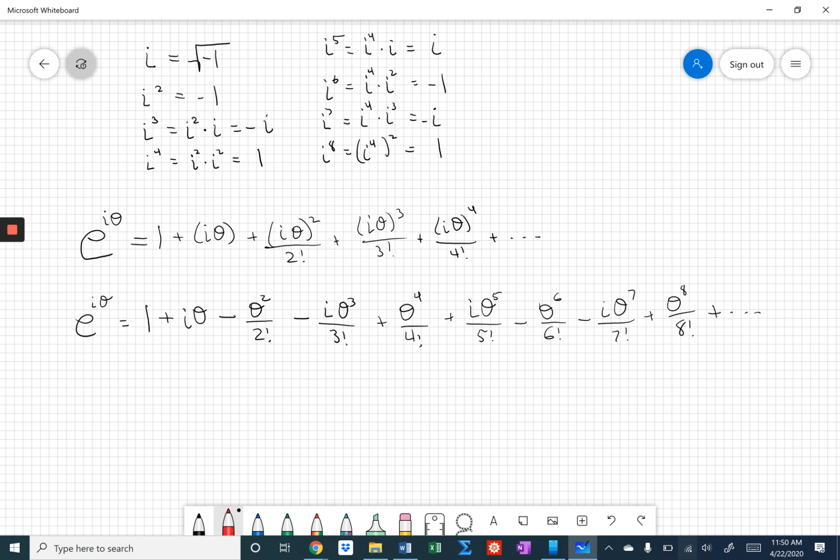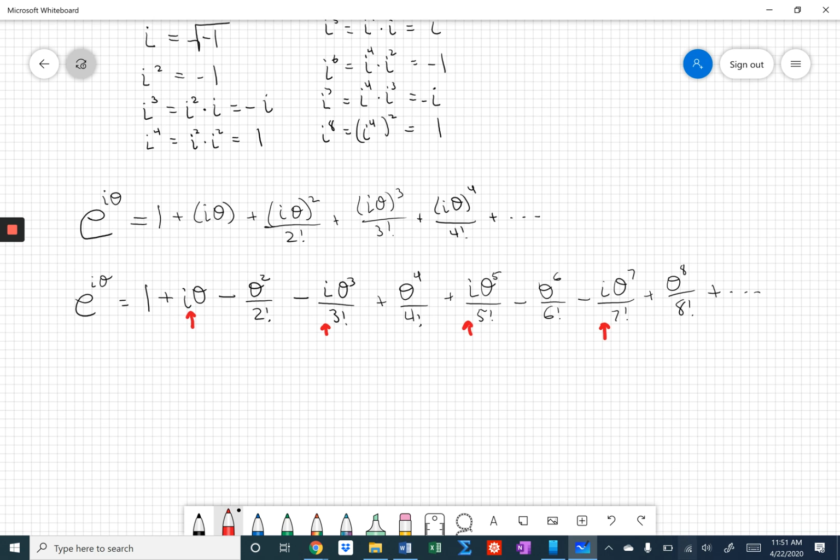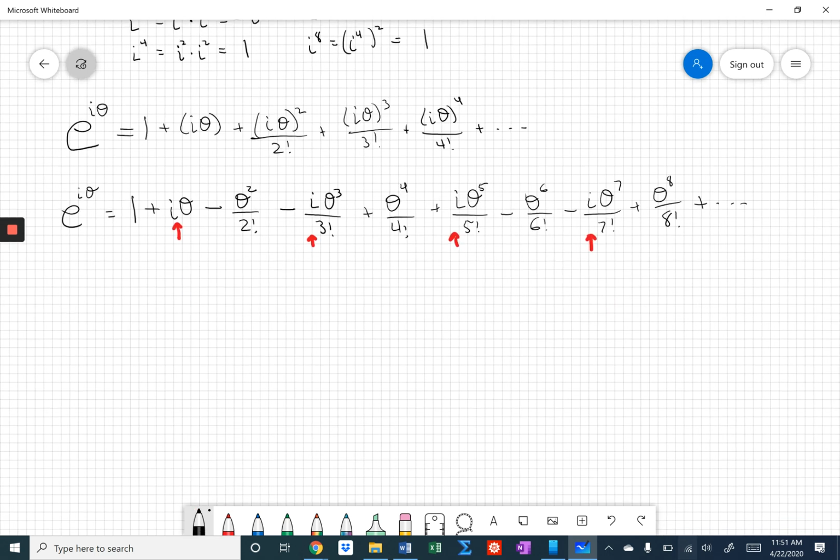Also notice that some of the terms have an i in them. Which ones? Well, it's all the ones that have an odd exponent and an odd factorial in the denominator. None of the ones with an even have that. Okay. That's interesting. Let's go ahead and gather those terms together, those with an i and those without. Let's put those without an i first.